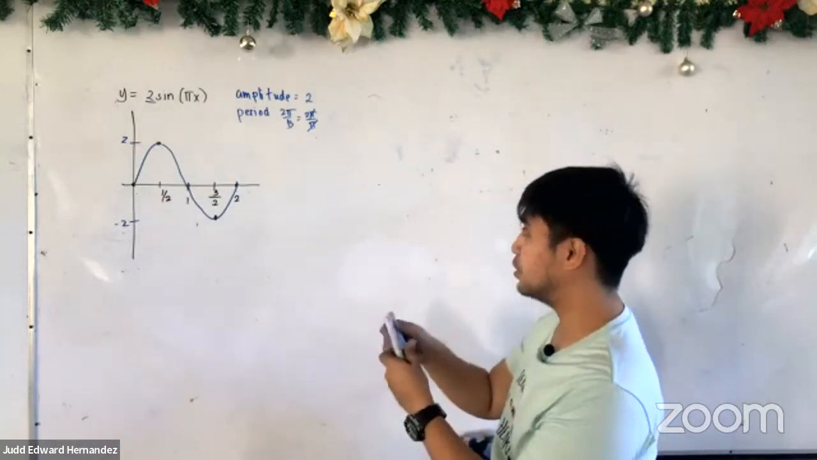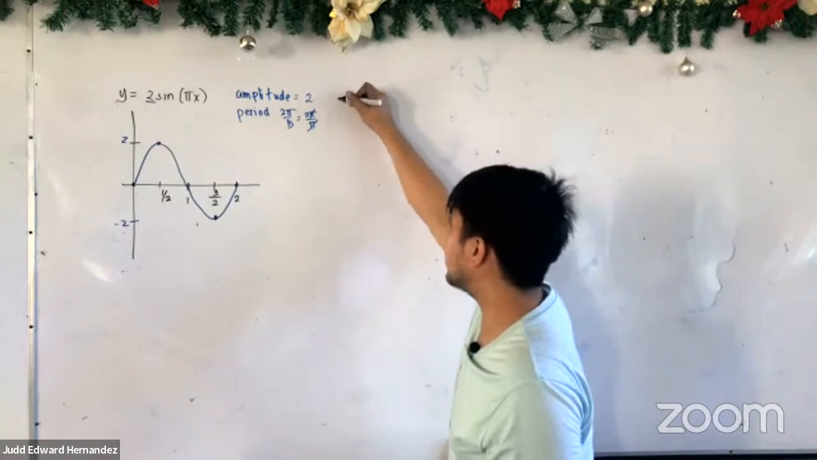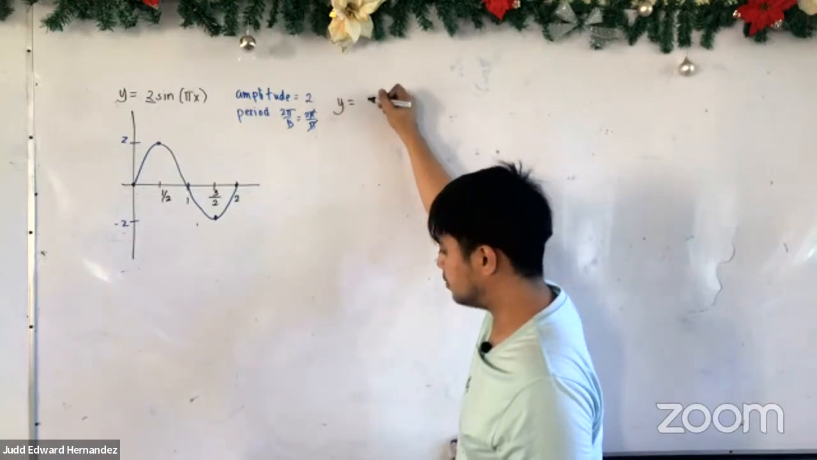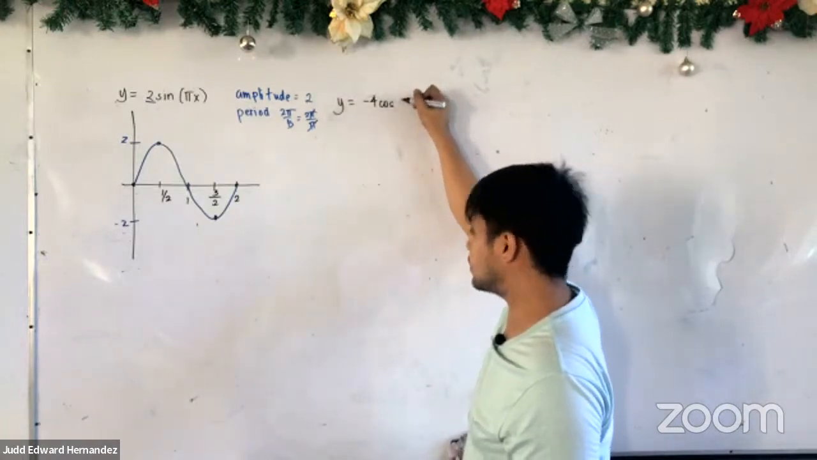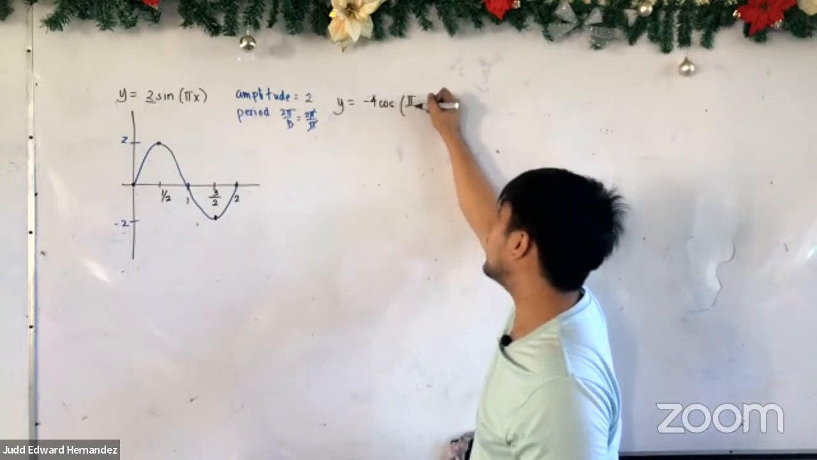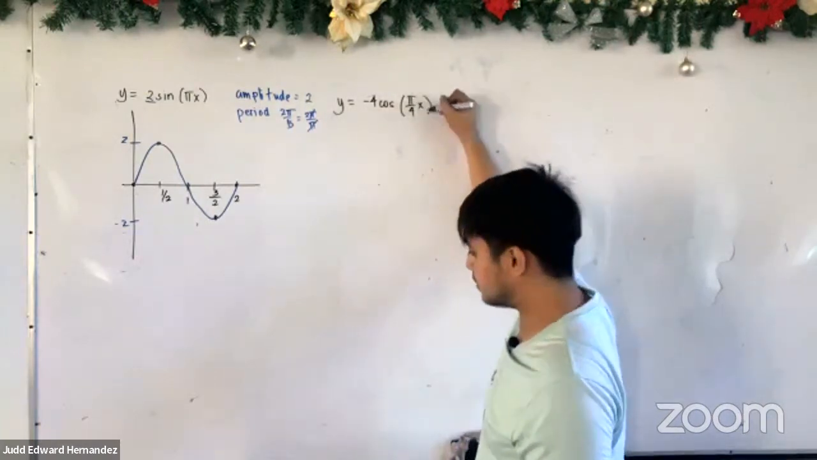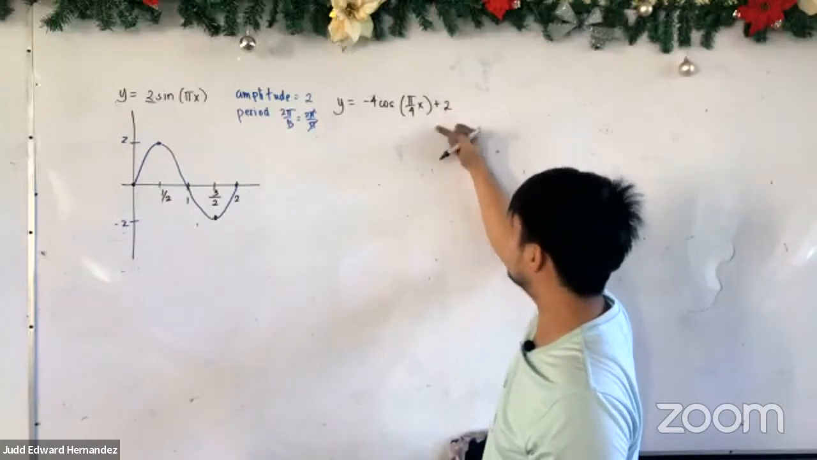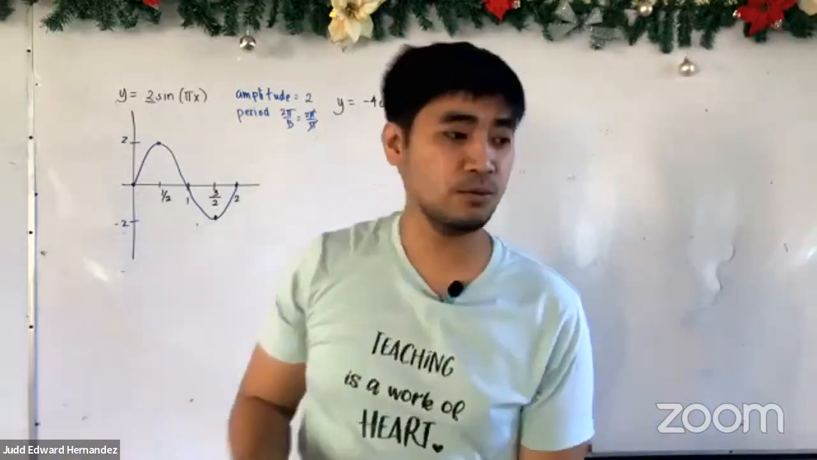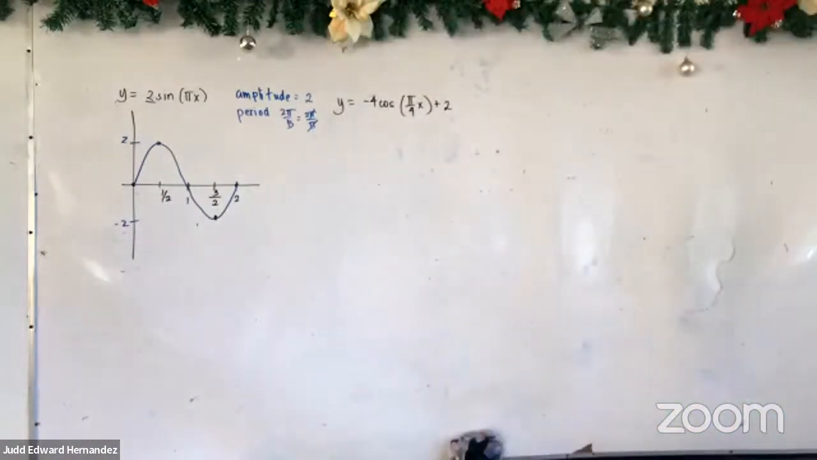Okay, medyo, ano naman. I'm giving you 2 minutes to answer. Y is equal to negative 4 cosine of pi over 4x plus 2. Okay. I'm giving you 3 minutes to answer.